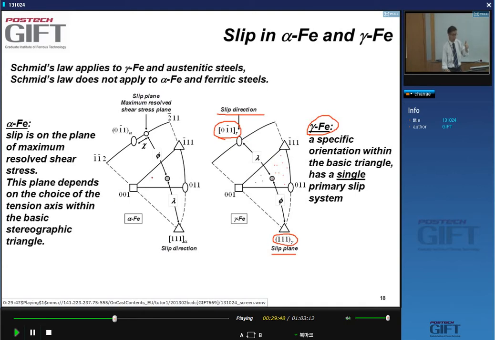In the case of alpha iron, it's not like this. If I have crystals with orientations given by any of these points here, the only thing I know for sure is that the 1-1-1 direction will be the slip direction. When it comes to the slip plane, well, it depends.